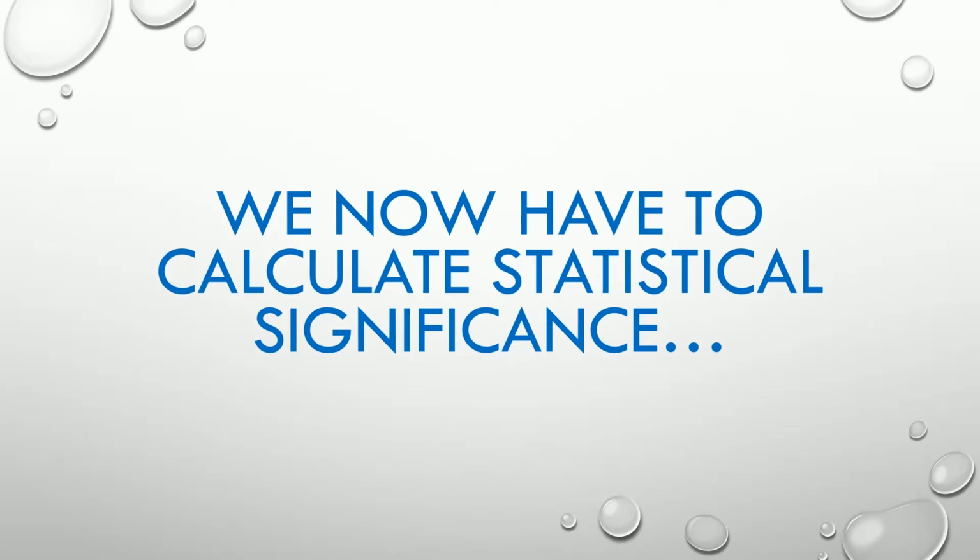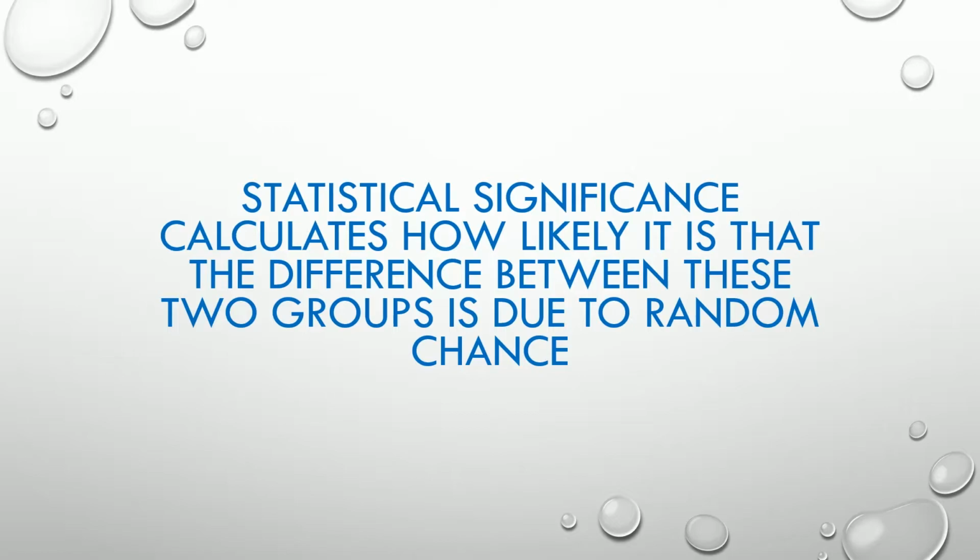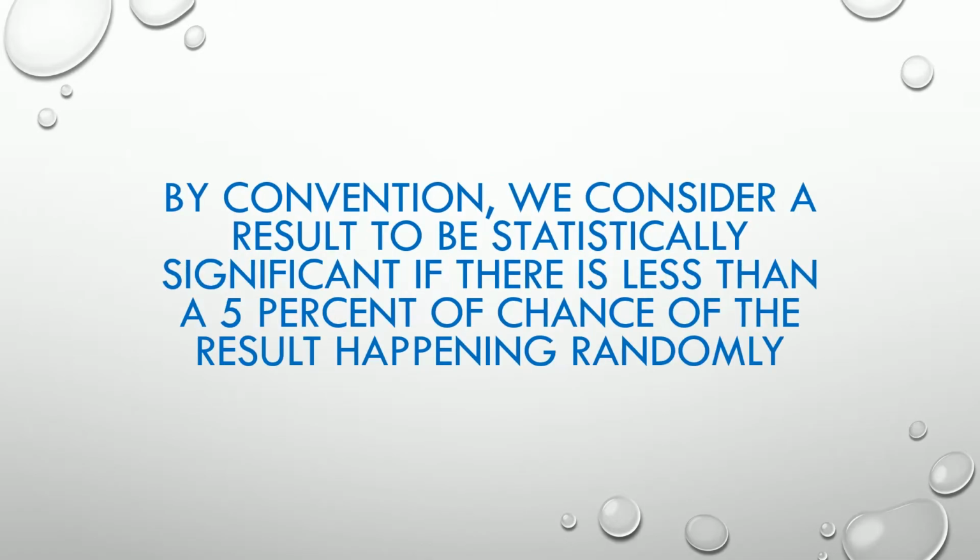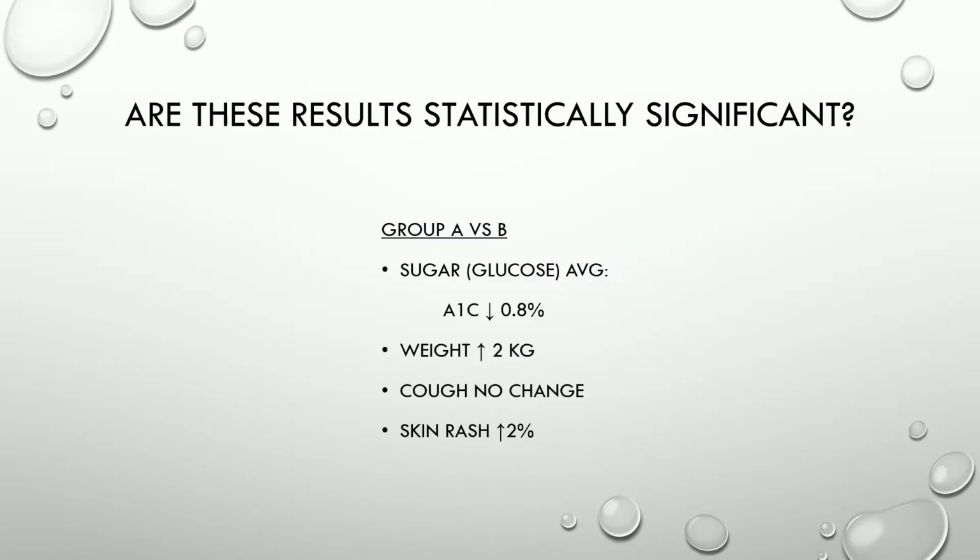We now have to calculate statistical significance. Statistical significance calculates how likely it is that the difference between these two groups is due to random chance. By convention, we consider a result to be statistically significant if there is less than a 5% chance of the result happening randomly. Are these results statistically significant?